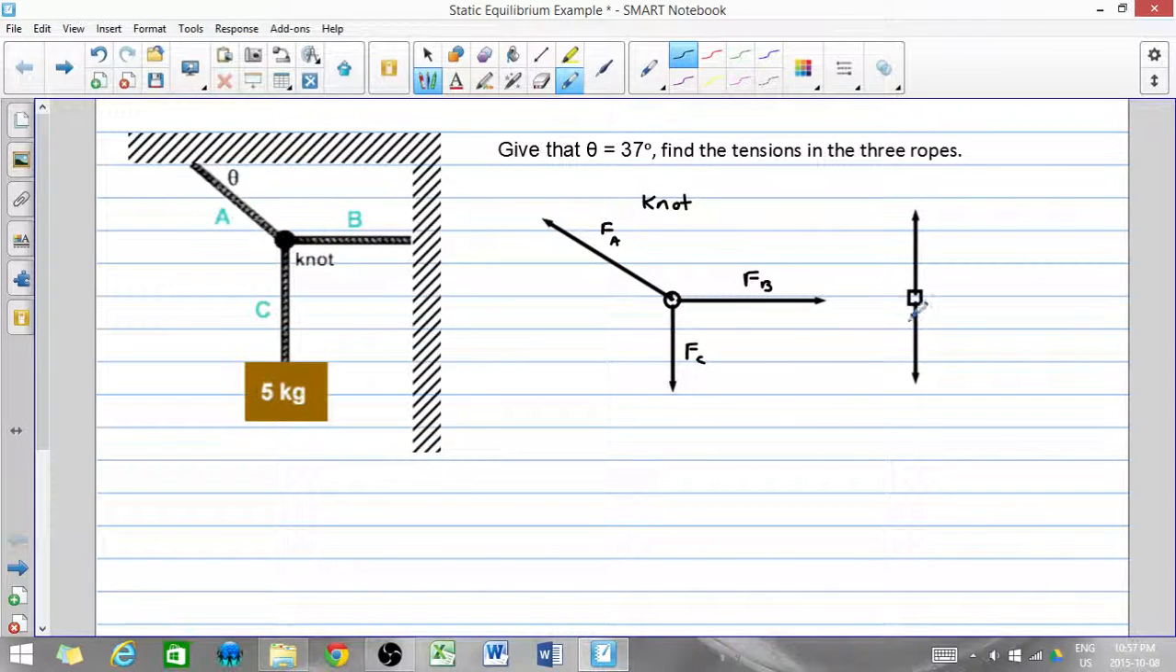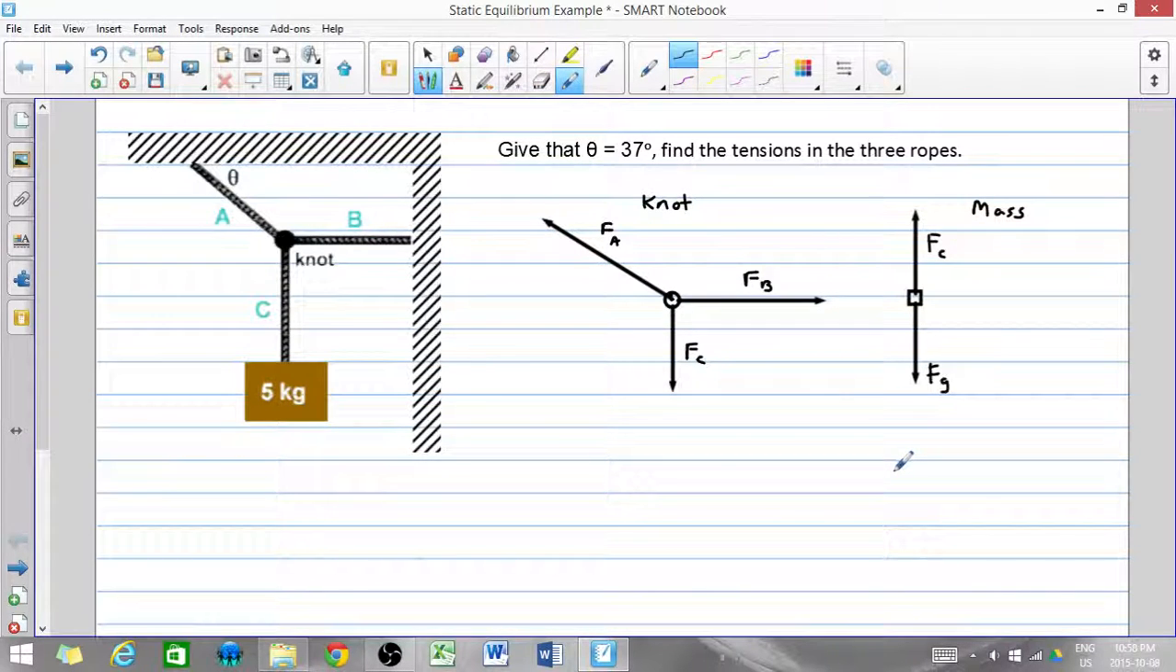The other free body diagram is for the mass, which is also in static equilibrium. There is a force upwards. Now this rope C between the knot and the mass, one characteristic of tension in ropes is that it's the same tension all the way through. So the FC hanging down from the knot is the same FC holding up the mass. And then, of course, you've got a force of gravity downward.